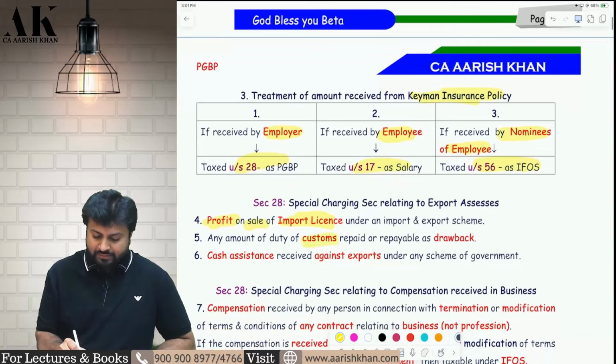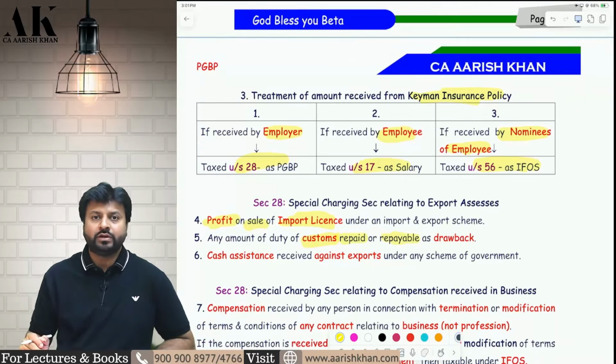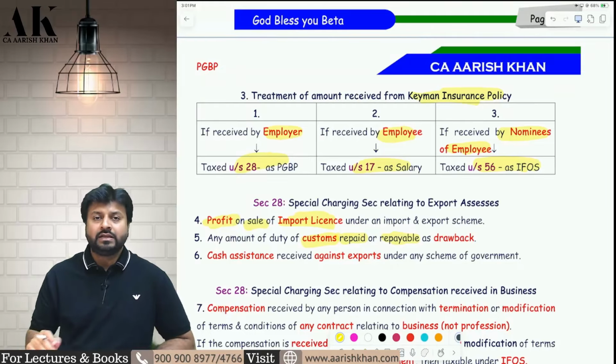Similarly, if you are getting some duty drawback of customs, that is a refund of custom duty on import and export, then that is also income from PGBP, which is chargeable under section 28, the special charging section.